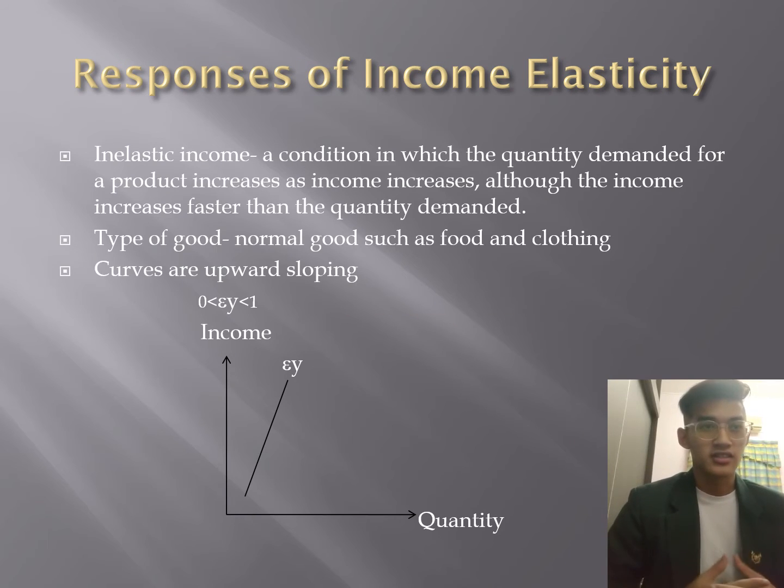Move to the next slide. Response of income elasticity. The first is inelastic income, a condition in which the quantity demanded for a product increases as income increases, although the income increases faster than the quantity demanded. The type of good is a normal good, such as food and clothing. Curves are upward sloping.